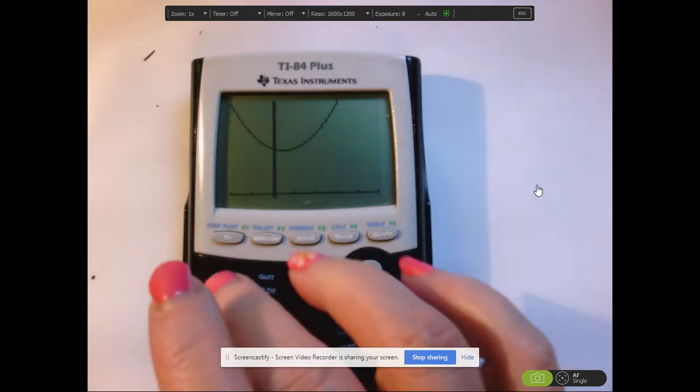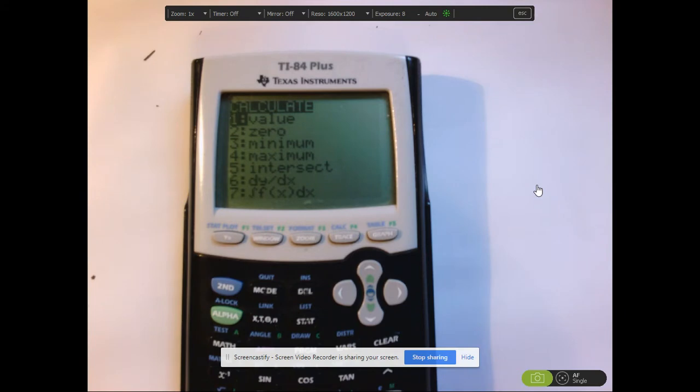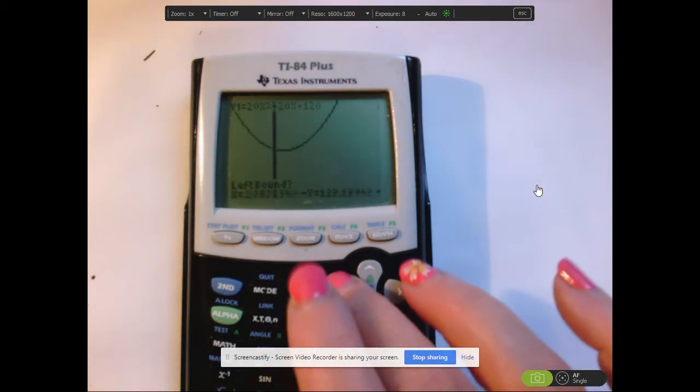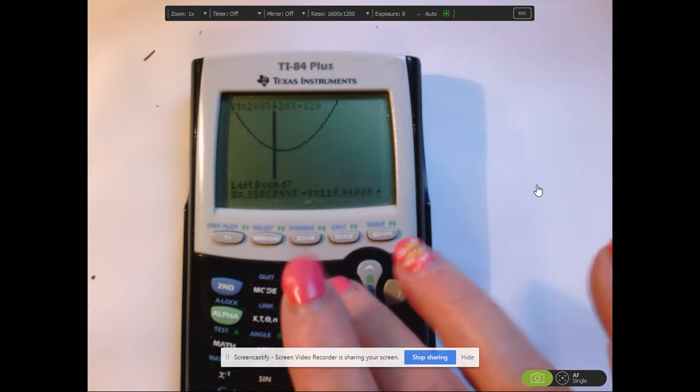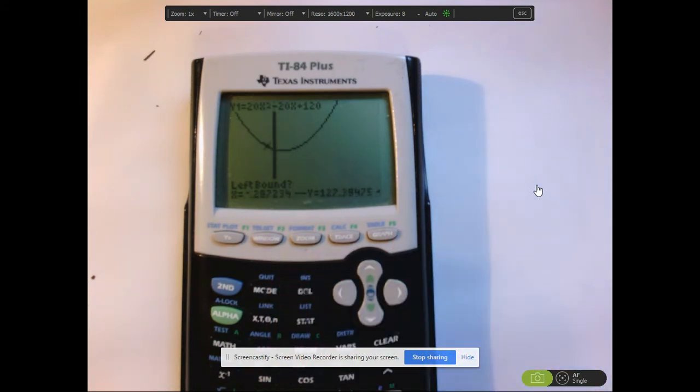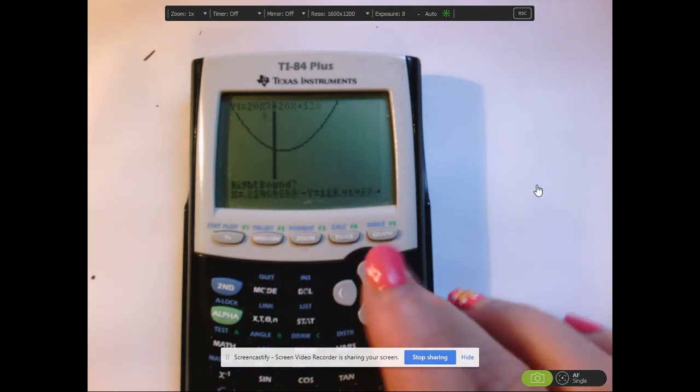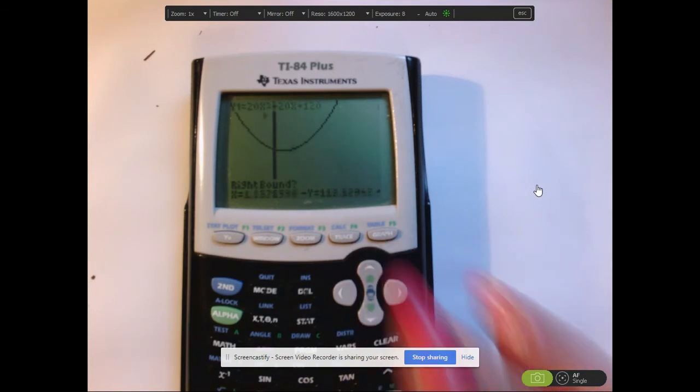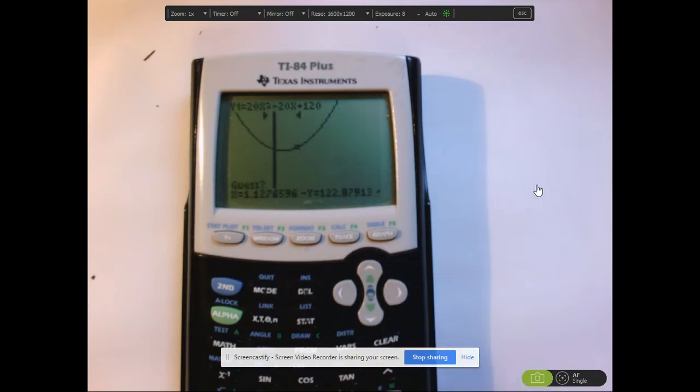They asked for the vertex, so second trace. The vertex now is going to be a minimum. I'm going to put it on left bound. A little more. Enter. Right bound. Enter, and guess, hit enter again. And I see that my vertex is at 0.5 and 115.